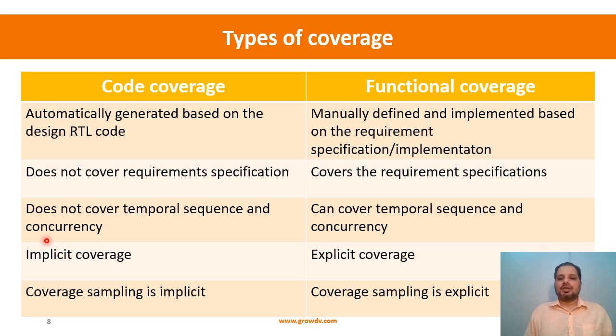Then the other way to say the same thing: code coverage gets generated implicitly, whereas the functional coverage has to be explicitly created. And even the coverage sampling is implicit in the case of code coverage. When we say something is covered, it's implicitly sampled in the case of code coverage, whereas in the case of functional coverage, the coverage sampling is done explicitly. So there are key differences between the functional coverage and the code coverage.